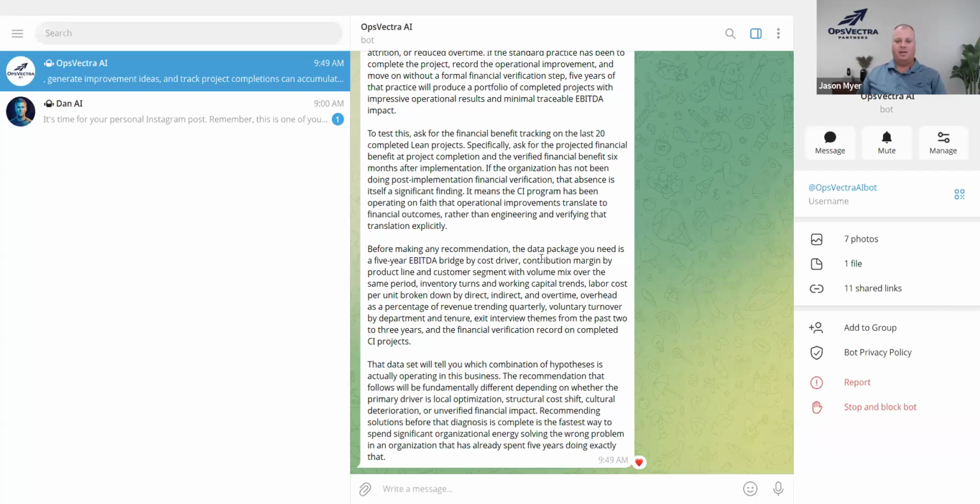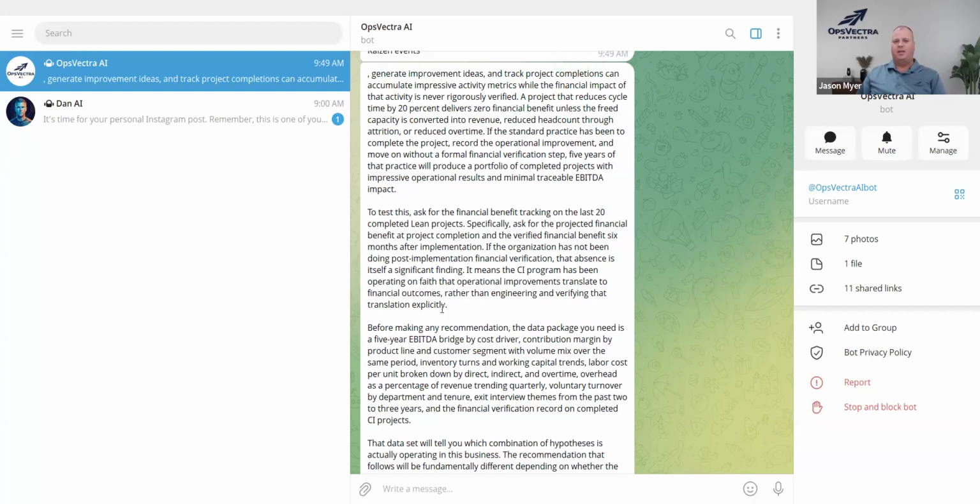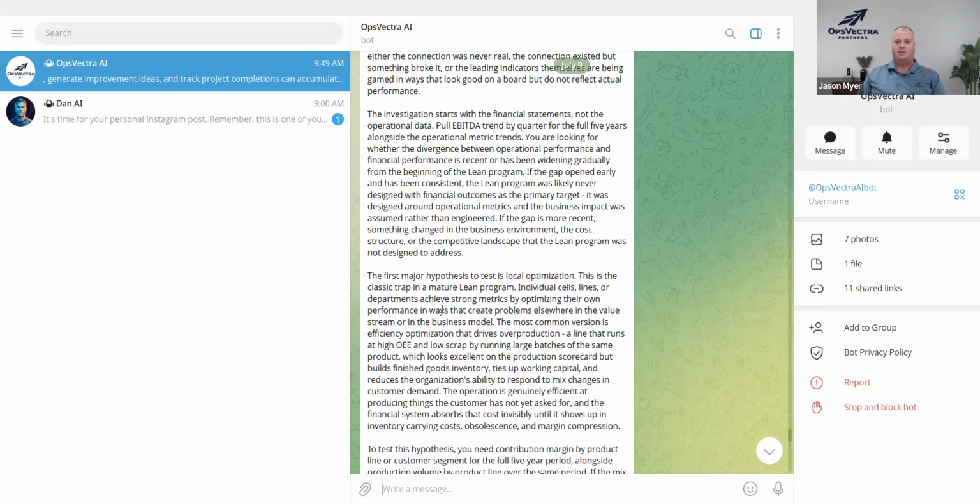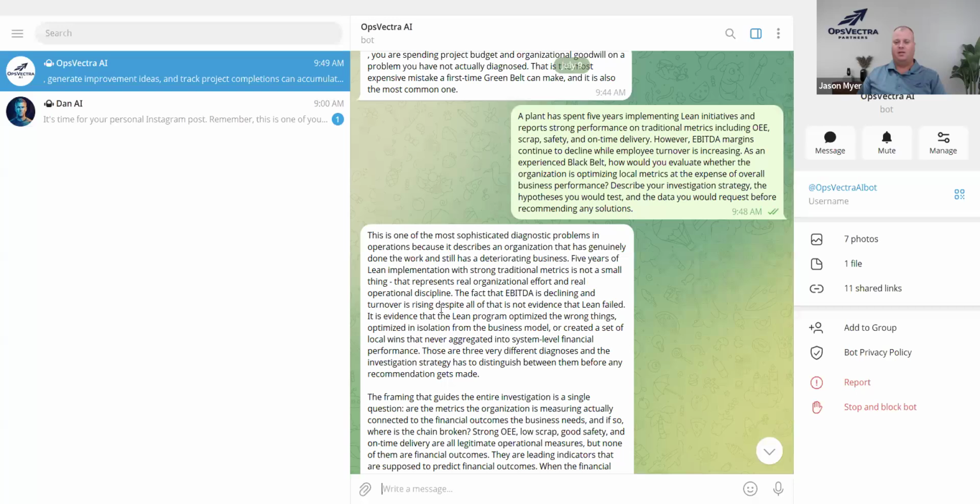Then, before making any recommendations, the data package you need is a 5-year EBITDA bridge by cost driver, contribution margin by product line and customer segment, and then financial verification records on completed CI projects. So it kind of walked you through 4 different things to look at there. Pretty much saying you need more data collection, but it was a pretty good answer in the aspect that it told you what to do to start getting looked at, and it looks like it comes down a lot to: did you create a program to have a program, or did you create a program to get some financial benefit out of that program?